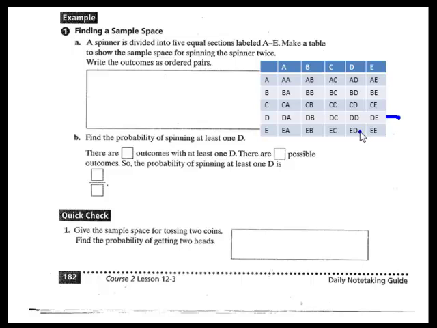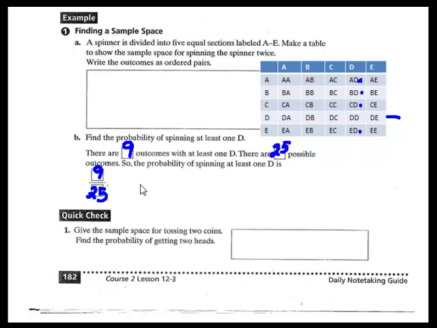Then we have 4 more possibilities that contain one D. So that gives us a total of 9 outcomes with at least one D. There are 25 possible outcomes in the entire chart. So the probability of there being one D is 9 out of 25.